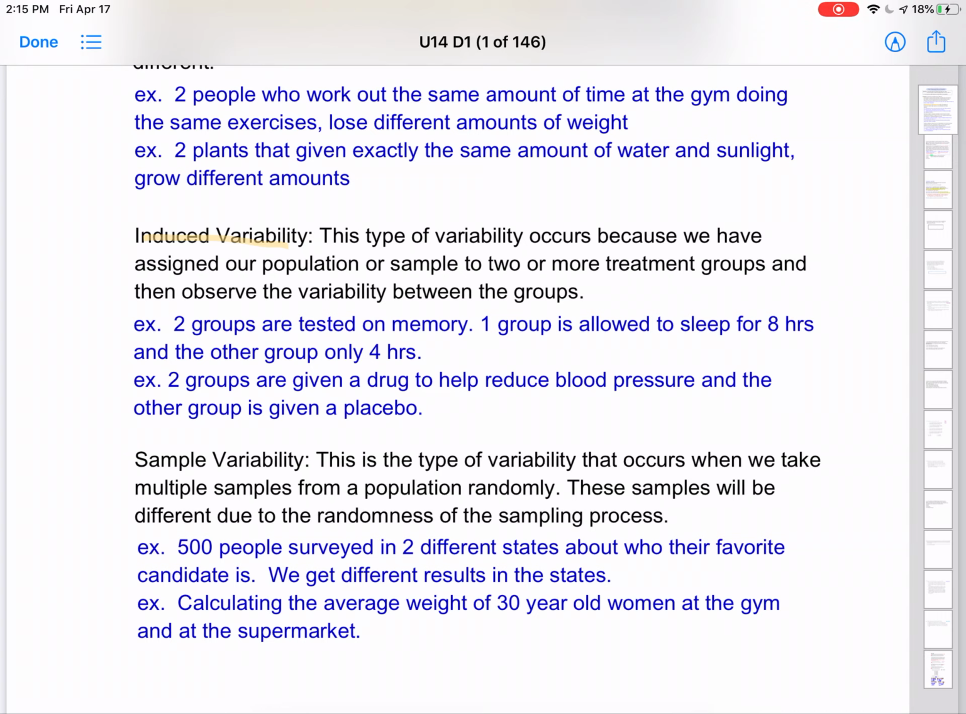So the example I have is two groups are tested on memory. One group is allowed to sleep for 8 hours, and the other group is only allowed to sleep for 4 hours. So we're affecting things. We're inducing this variability. And the other one is two groups, where one is given a drug to help reduce blood pressure and the other is given a placebo, which is just a fake one, but they think that they're given the real thing. And then this again is induced because we're controlling it.